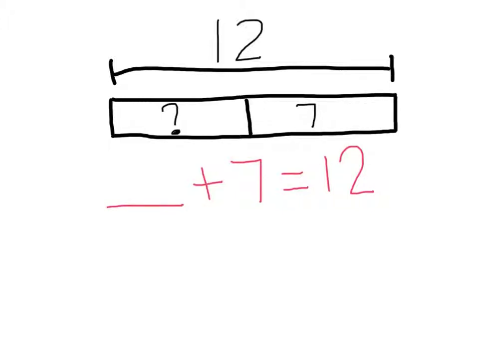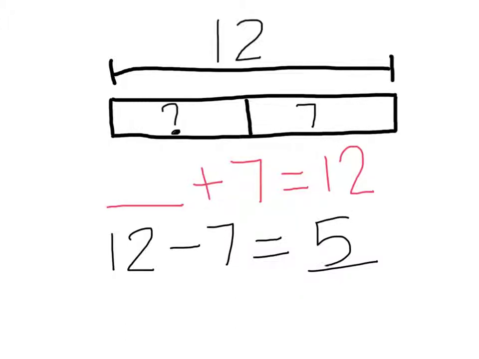So next, I'm going to write this in a subtraction problem. I'm going to start with the whole, 12. I'm going to take away the part I know, 7, to figure out what my missing part is. 12 take away 7 is 5. Now, if I put the number 5 in here, it should work. Let's try it. 5 plus 7 is 12. It works. Look at that. We have our own fact family. 5, 7, and 12 work together in addition and subtraction sentences.